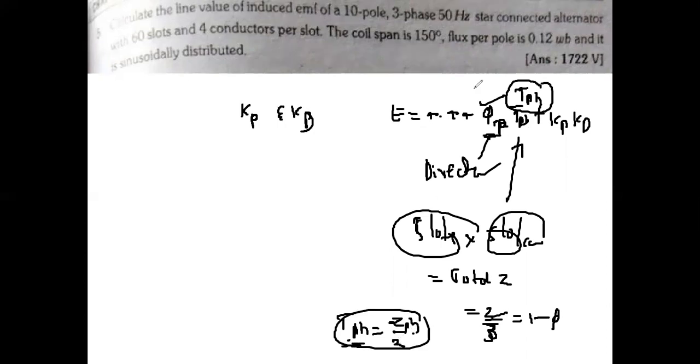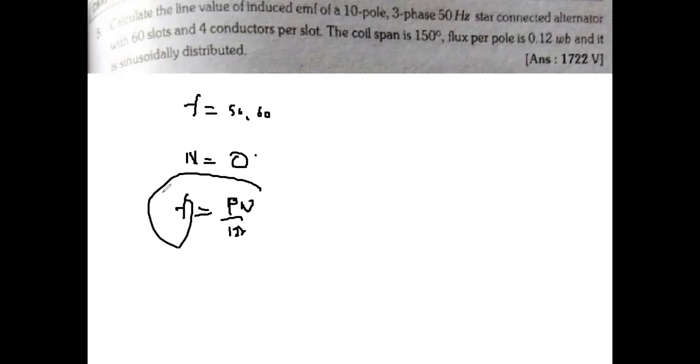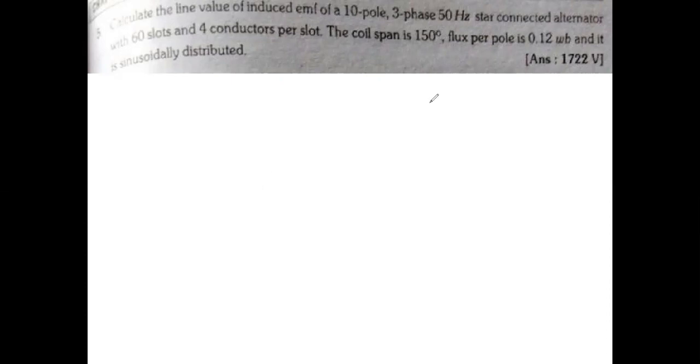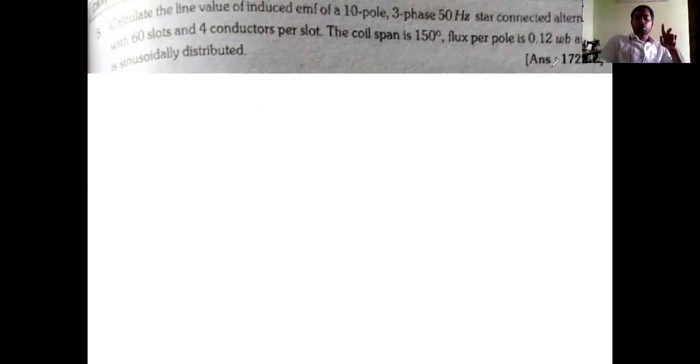In this way we can find the turns. Frequency also they will give directly, 50 Hz or 60 Hz, but otherwise, instead of frequency they will give speed. N is equal to such a speed, so that you can find f is equal to P N by 120. This is the relationship, so in this way we can find frequency. So there are only two possibilities: a direct frequency, or they may give a speed instead of frequency.